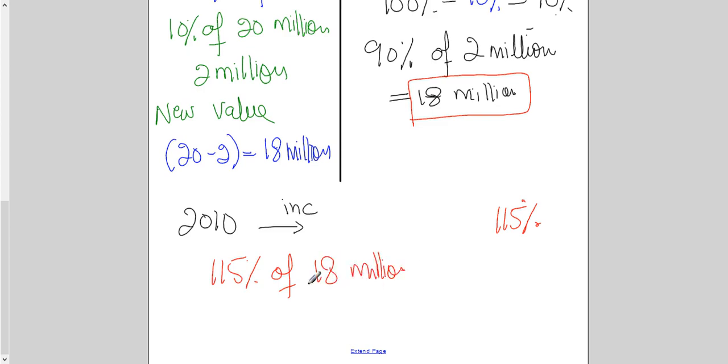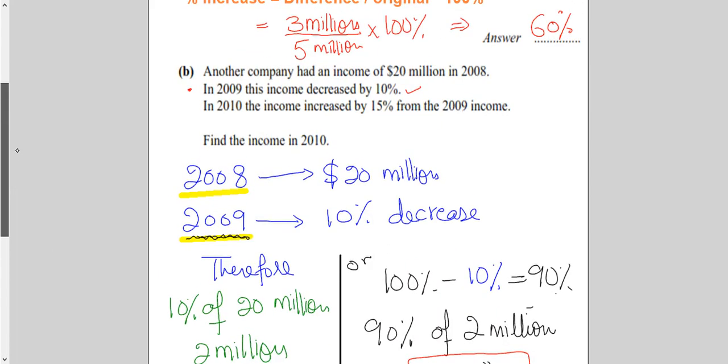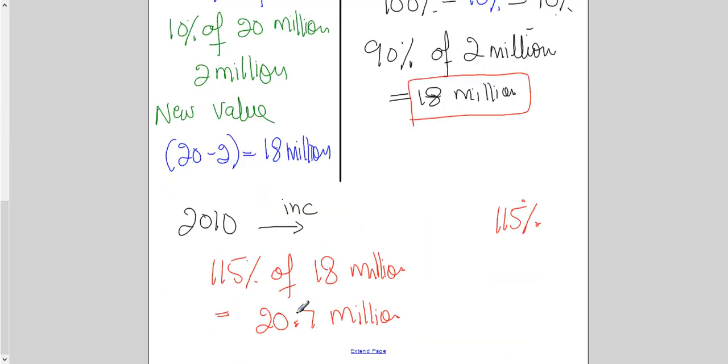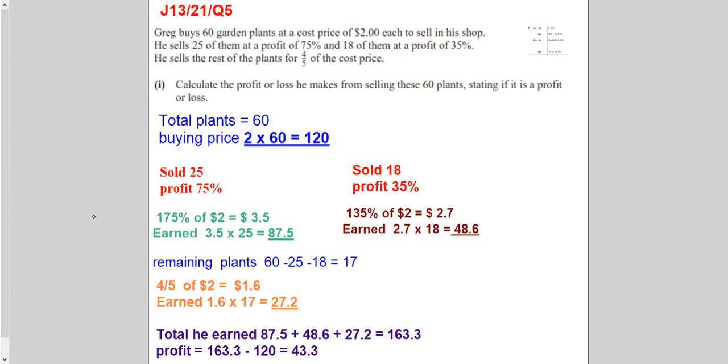Okay, what was the price that year? So let's do it very quickly here. So it is 20.7 million. Okay. So in 2010, the value will be, he's asking to find the income in 2010. So you can say it is 20.7 million. Now let's see the next question.